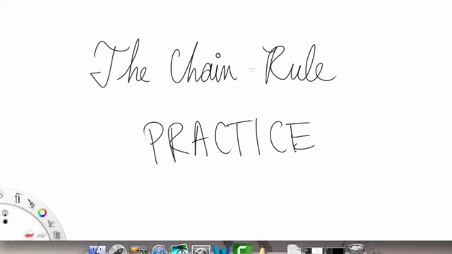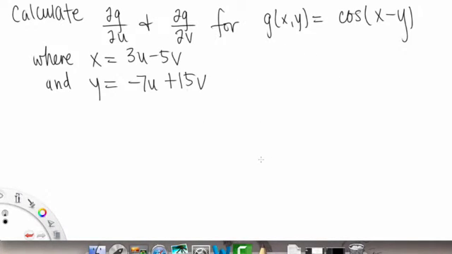Hello and welcome to the practice problems video for the chain rule. Okay, for this question we're going to calculate the partial of g with respect to u and the partial of g with respect to v. Here we're given a multivariable function to start off with, our g of x, y, and then we're also given that x and y are both multivariable functions themselves.